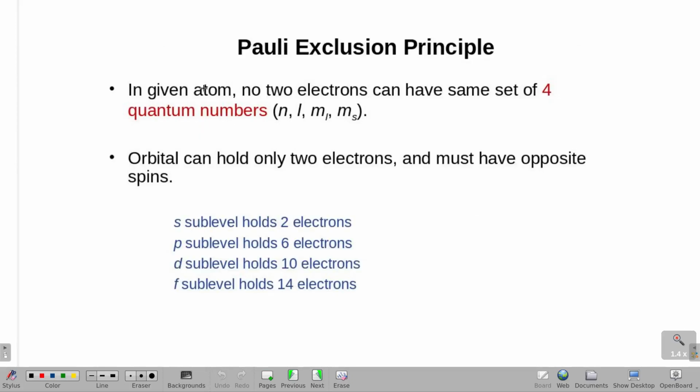All right. Next little thing we have is how we're going to put these electrons in.